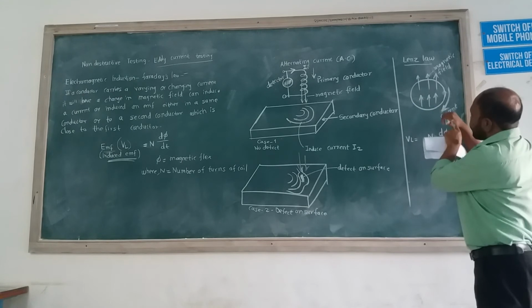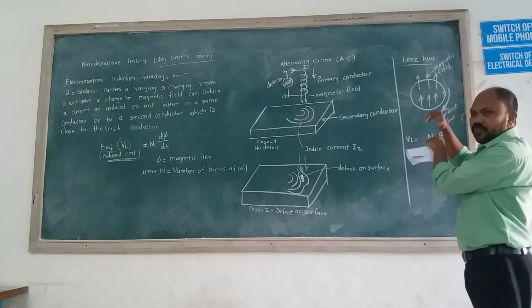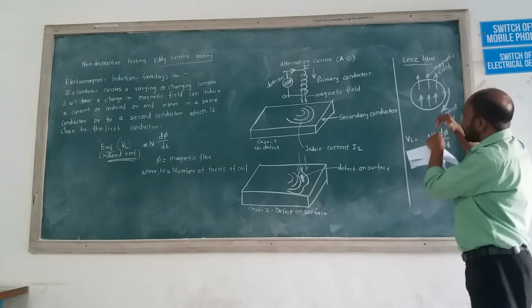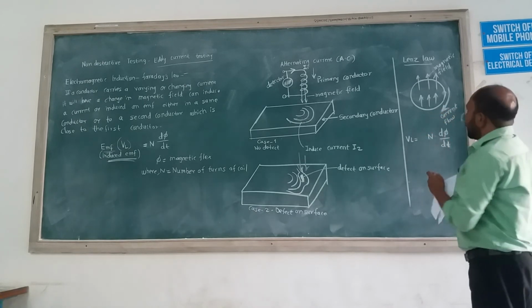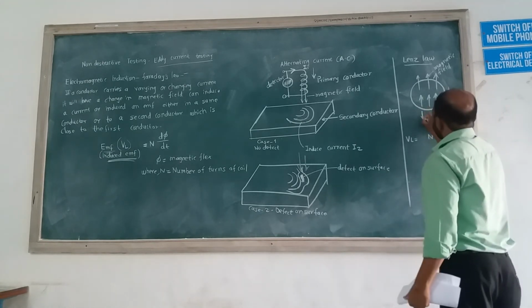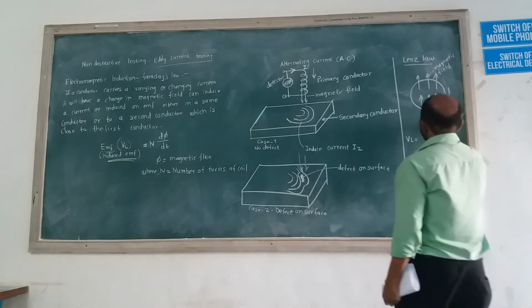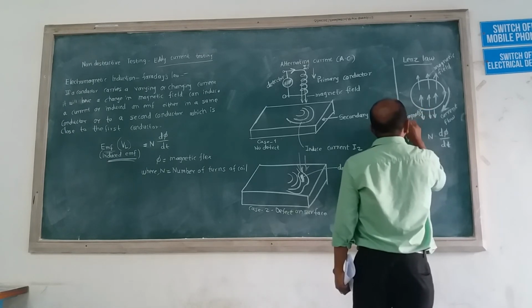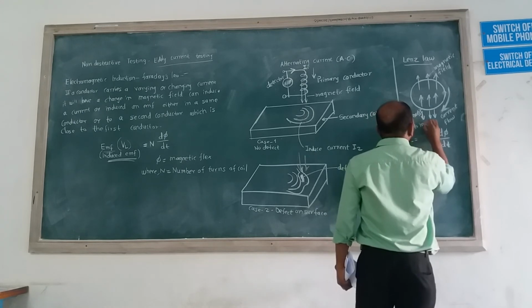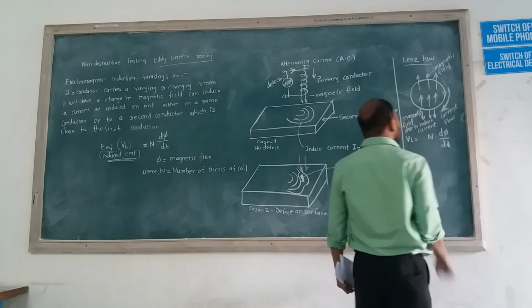If the thumb indicates the current flow direction, then the curved fingers denote the direction of the magnetic field. In this case, the fingers go from upward to downward, so the magnetic field due to this induced current is in this direction: the magnetic field due to induced current.